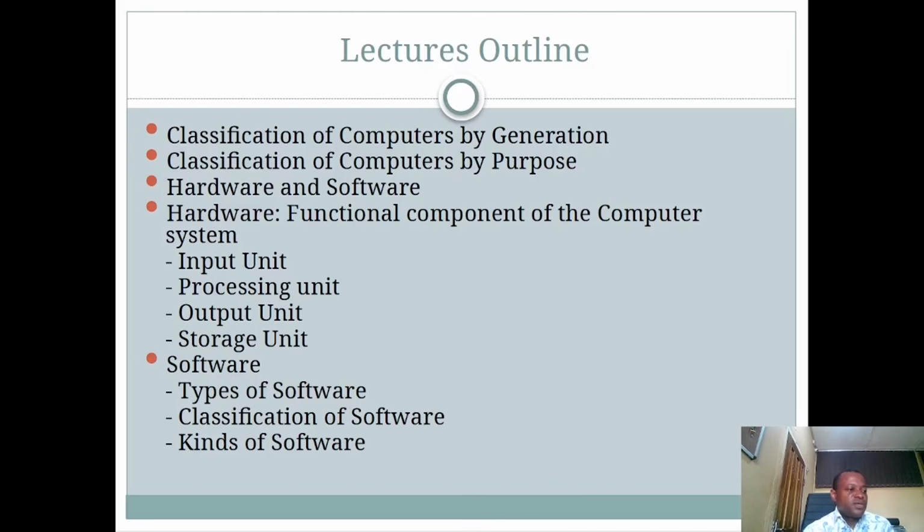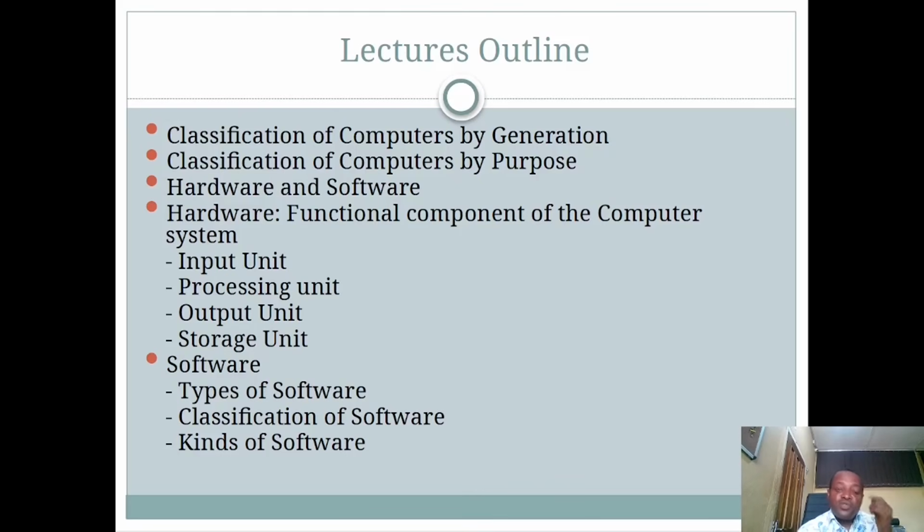In our last lecture, we discussed a lot of things, and where we stopped was on classification of computers, where we said that computer systems are classified under four major headings or topics. We have classification of computer by type, classification of computer by size, classification of computer by purpose, and classification of computer by generation. So today we are going to start with classification of computer by generation, after which we shall go into classification of computer by purpose.